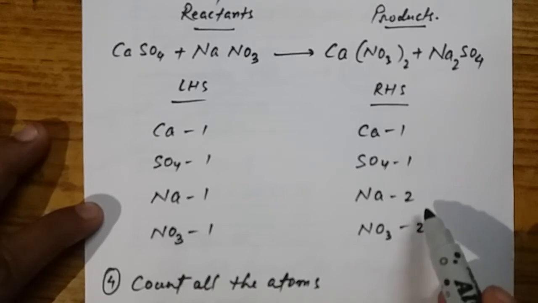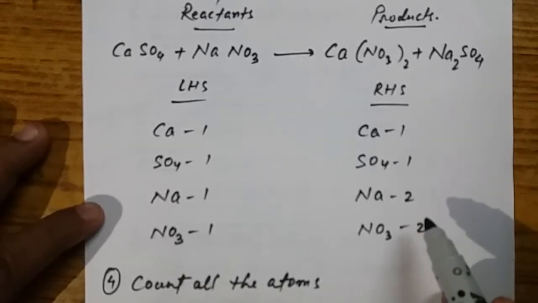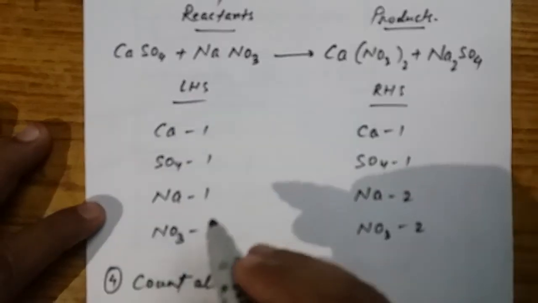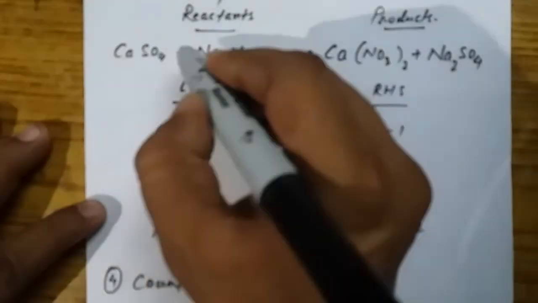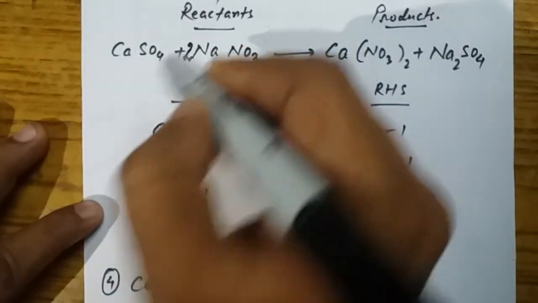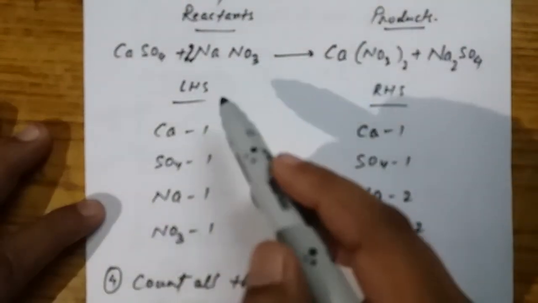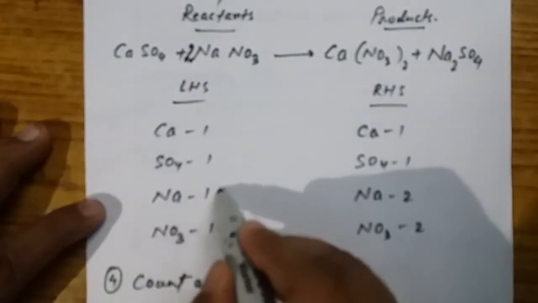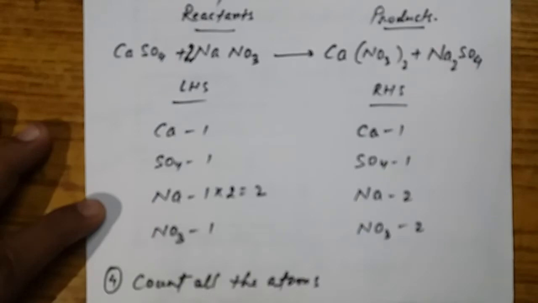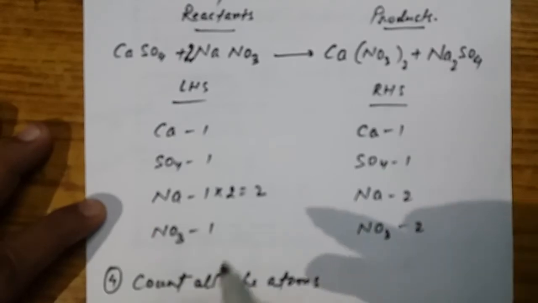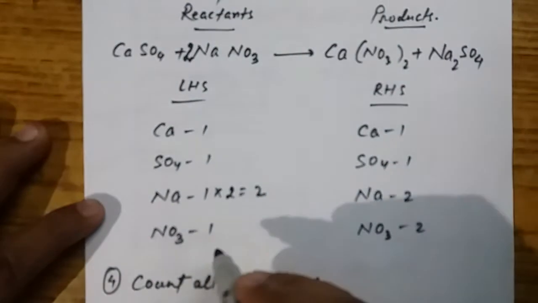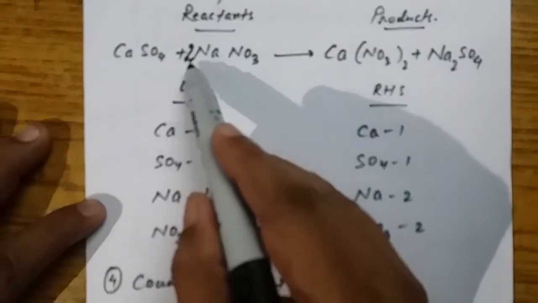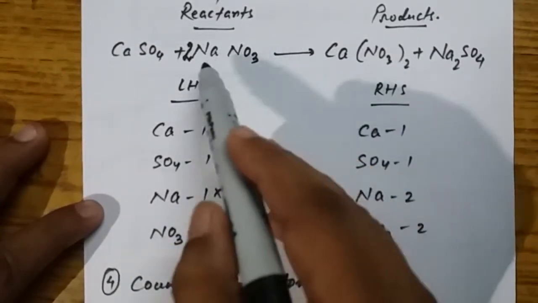Now what I have to do? In that case, we have to do something over here, right? So we have to write 2 over here in front. As I have said you, we can change the coefficient, but we cannot change the subscript. So if we put 2 over here, in that way Na becomes 2, right? But one more thing happened over here. NO3 also became 2, right? NO3 also became 2 because this 2 is multiplying with both the things, both the elements, right?